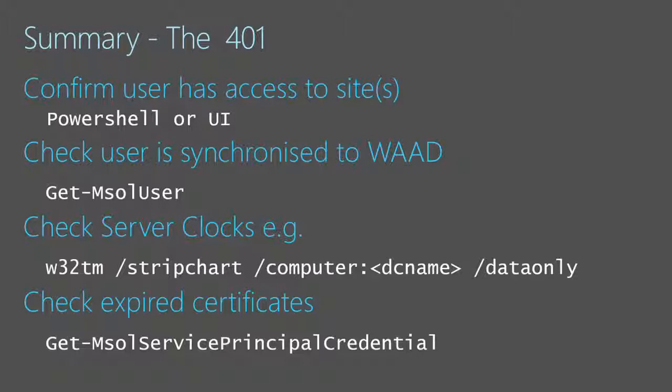Confirm the user has access both on-prem and on the root site collection in SharePoint Online. You could do this with get-msol user and ensure the user is synchronized. Check the server clock for all of the SharePoint boxes in your on-prem, and check for expired certificates like what I showed you when I did a get-msol service principal credential, and ensure they are not expired.